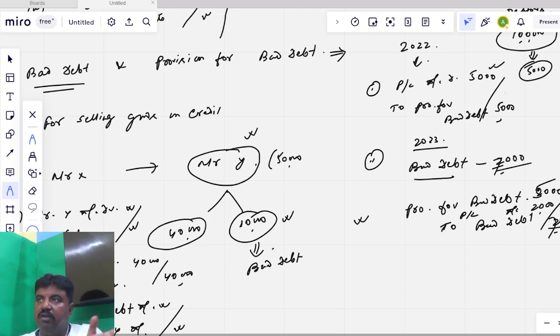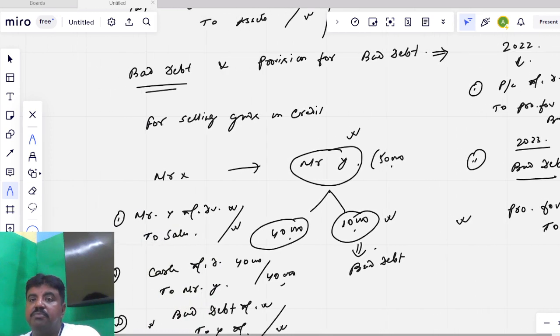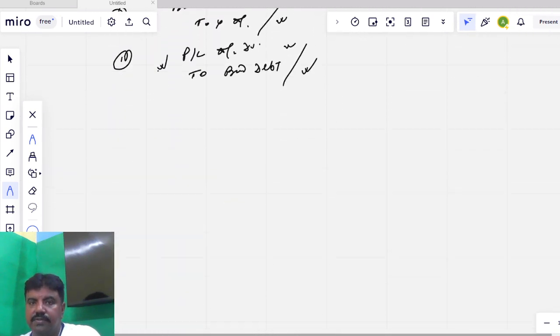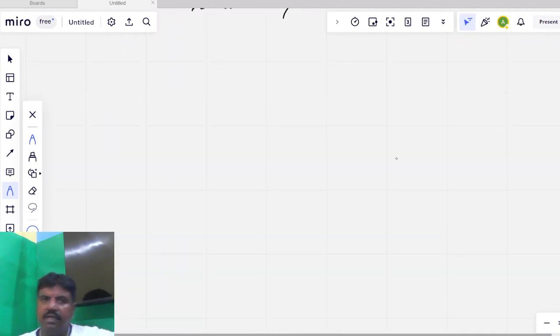So I explained to you the meaning of bad debt, the meaning of provision for bad debt, the need of maintaining a provision, and accounting for bad debt as well as provision for bad debt. So two topics I have covered: accounting for fixed assets, and treatment of bad debt and provision for bad debt and related journal entries. The third thing I will cover, which is also important, is the cash basis and accrual basis of accounting.